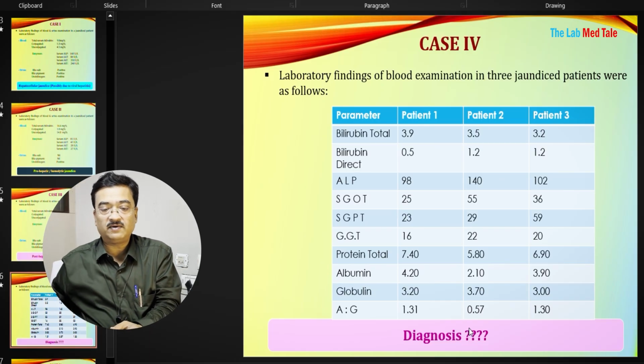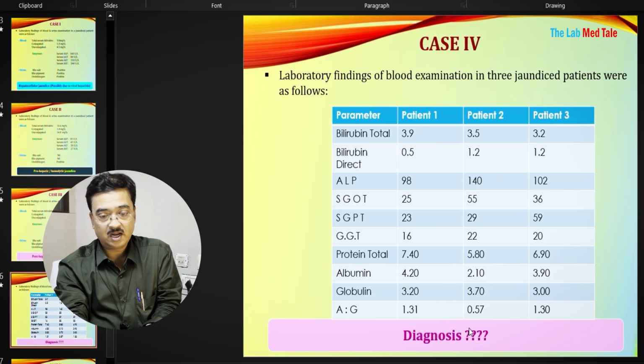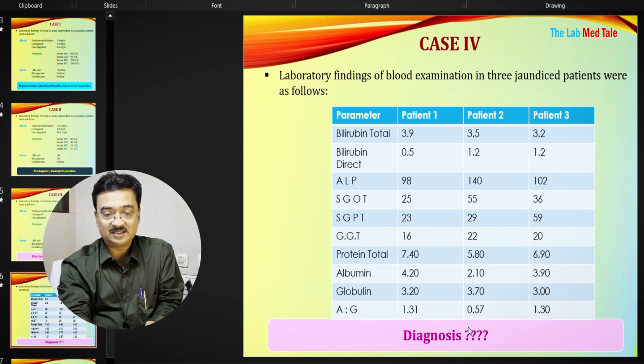Because you may think that liver function testing is very straightforward. Now, if I give you these three pictures, how will you interpret them? Let's see. This bilirubin is 3.9, direct bilirubin 0.5. That means mostly unconjugated. The AG ratio is more or less similar. So this is a clear-cut case of what? Hemolytic jaundice, isn't it?